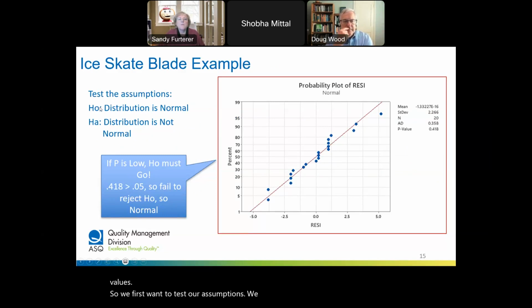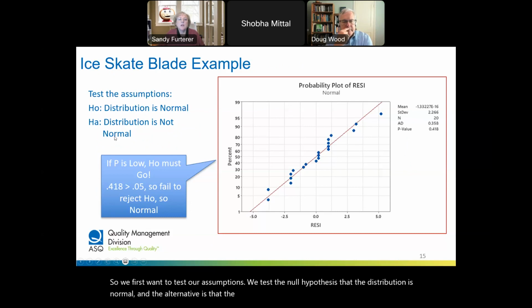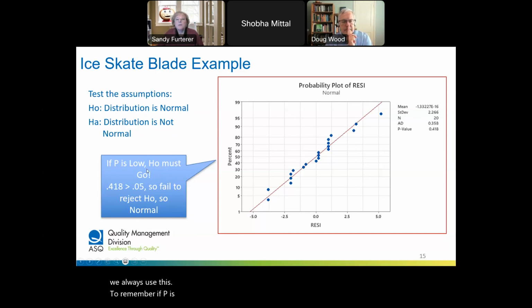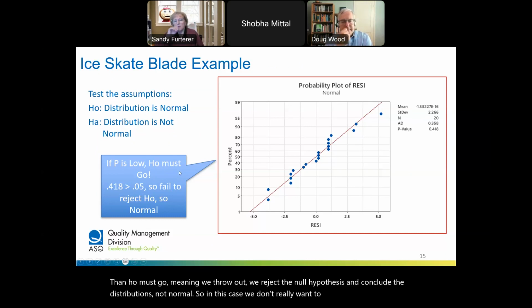We test the null hypothesis that the distribution's normal, and the alternative is that the distribution's not normal. And then we always use this to remember: if P is low, our P value right here, the 0.418, then H0 must go, meaning we reject the null hypothesis and conclude the distribution's not normal. So in this case, we don't really want to reject, we want a normal distribution. So it just so happens we have a normal distribution, 0.418 greater than 0.05. So we fail to reject.